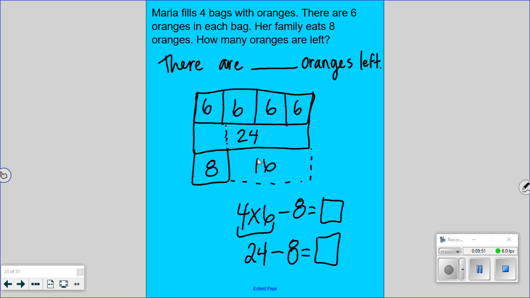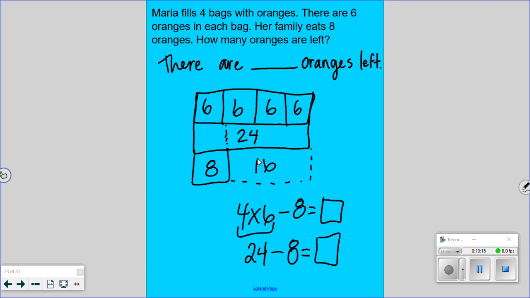Nice. I have a lot of numbers on this page. So can I help you a little bit? 24 minus 4 gets me to 20. Minus 4 more gets me to 16. It just broke apart my 8. That makes it a little easier for my brain.